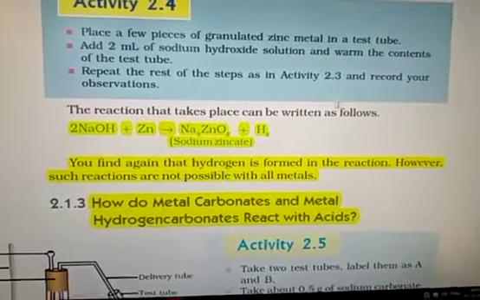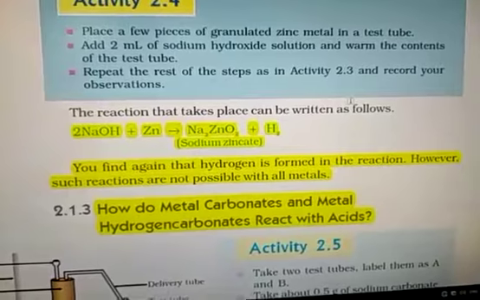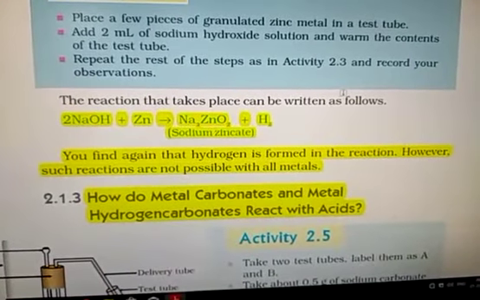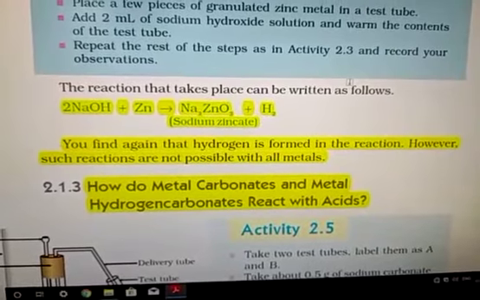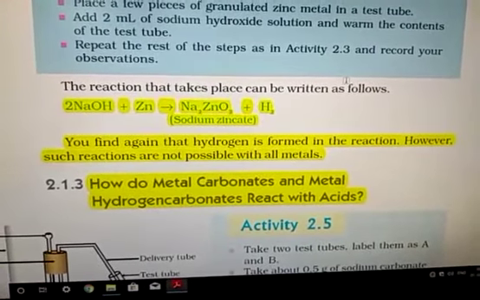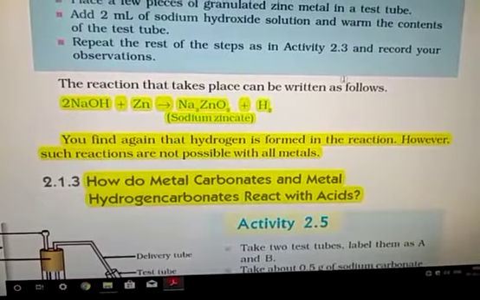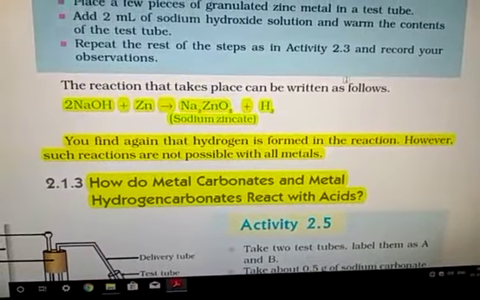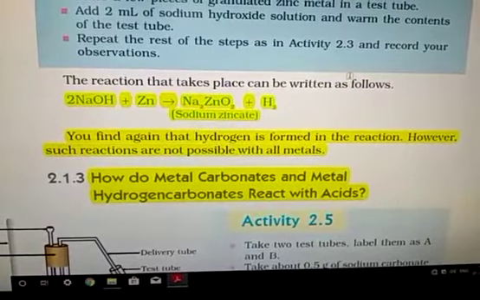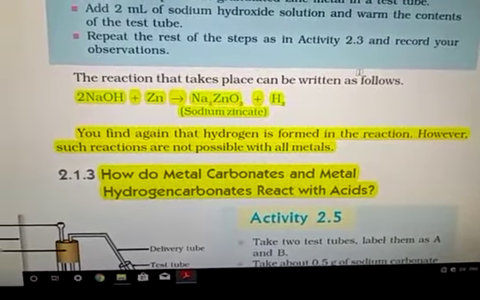So again, here is another equation: metal reacts with base, again forming salt and hydrogen gas. But remember this one again, that such reactions are not possible with all metals. Very few metals give this reaction, and in total there are 5 metals, but in your syllabus you will study only 2 metals, that is zinc and aluminium.